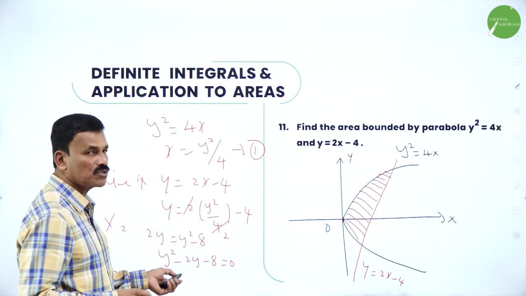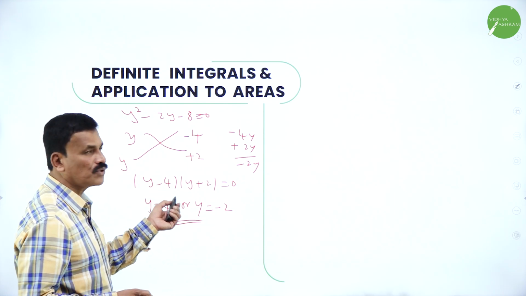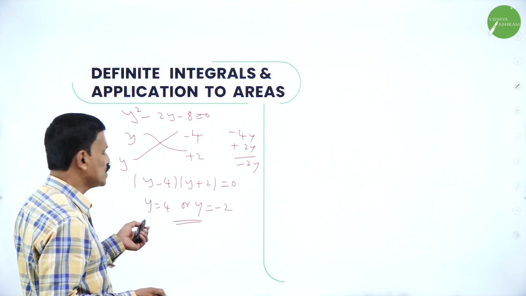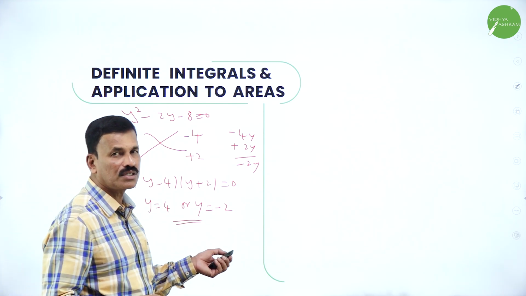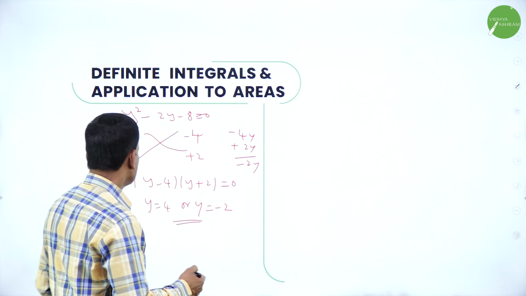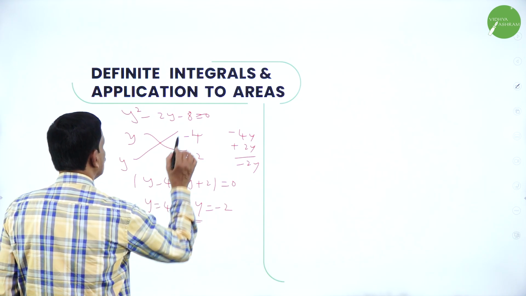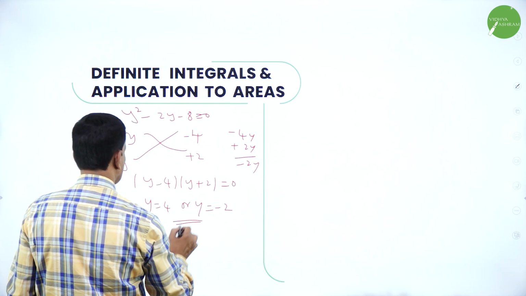y square minus 2y minus 8 is equal to 0. Factorize this. The factors are y minus 4 into y plus 2 is equal to 0. Therefore, y is equal to 4 or y is equal to minus 2 are the coordinates of y. Now, just find out the coordinates of x. So when y is equal to 4, what is x? x is equal to y square by 4.